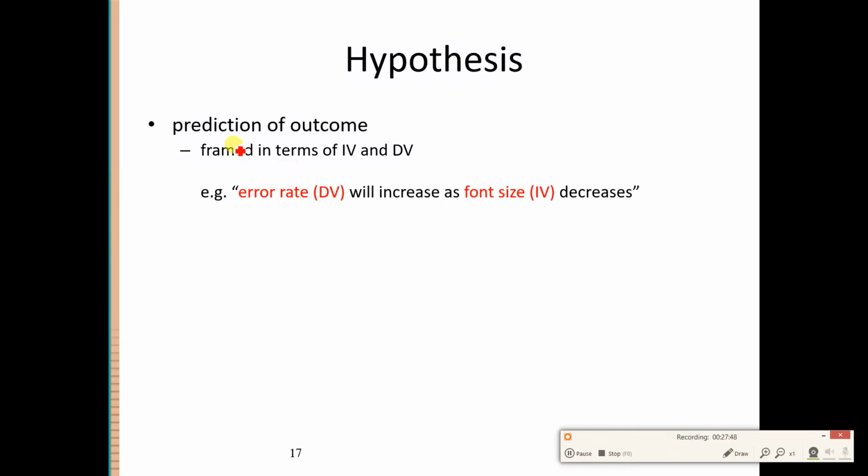Hypothesis, we have given the example for the hypothesis. Error rate will increase as the font size decreases. So now we have explicitly mentioned that font size is the independent variable and the error rate is the dependent variable. So we are playing with the font size, and we are measuring the effect on the error rate.